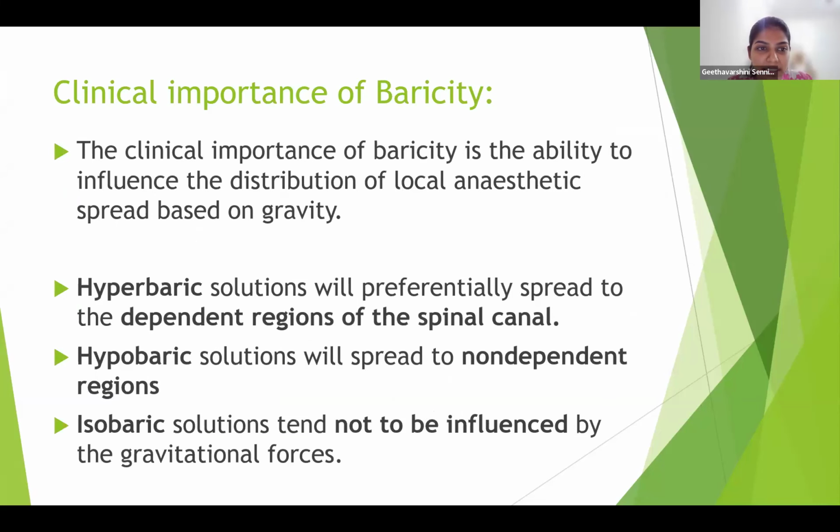Clinical importance of baricity. The clinical importance of baricity is the ability to influence the distribution of local anesthetic spread based on gravity. Hyperbaric solutions will preferentially spread to the dependent regions of the spinal canal. Hypobaric solutions will spread to the non-dependent regions, whereas isobaric solutions tend not to be influenced by the gravitational forces.